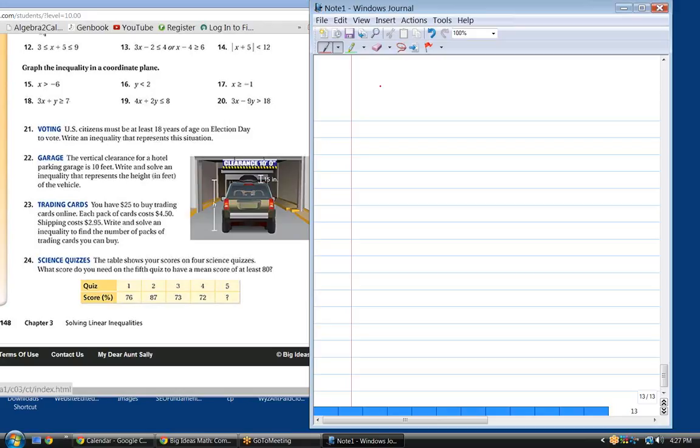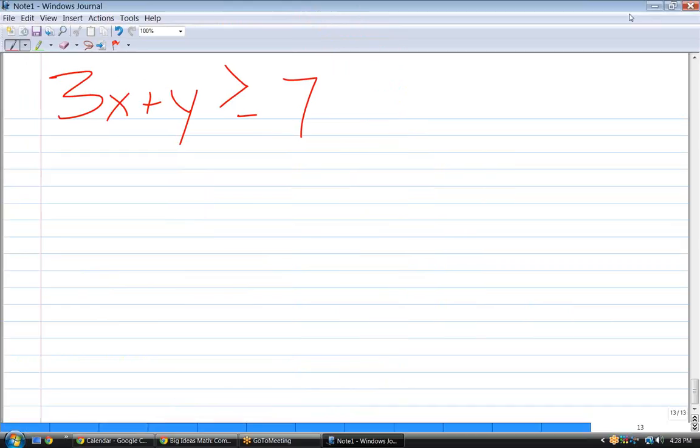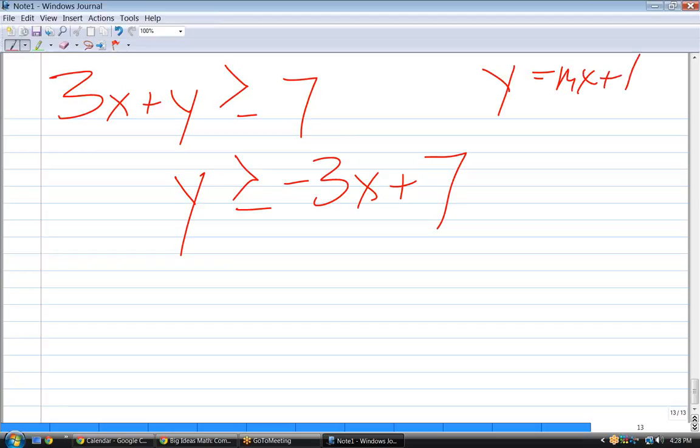Let's look at 18. 3x plus y is greater than or equal to 7. Well, that's almost the equation of a line. In other words, if I move the 3x to the other side, I get y is greater than or equal to negative 3x plus 7. Look at that. That's y equals mx plus b format, right? So if I were to graph that, I would go to 7 on the y-axis and have a slope of negative 3.